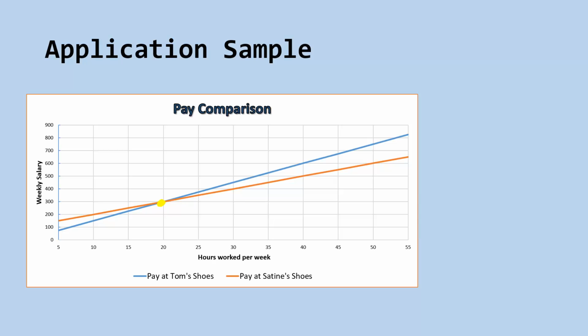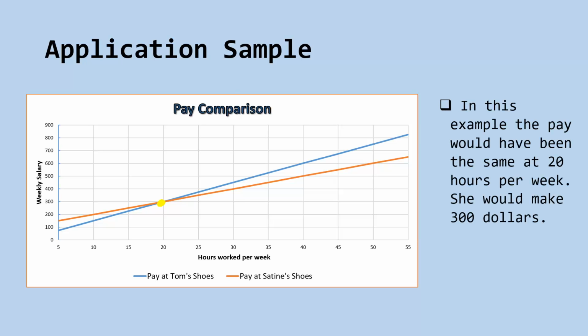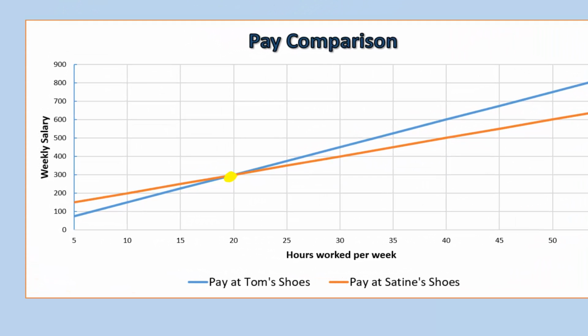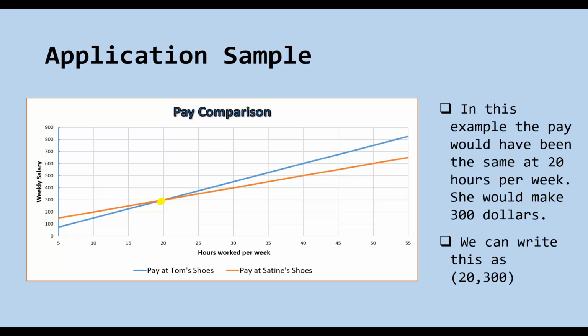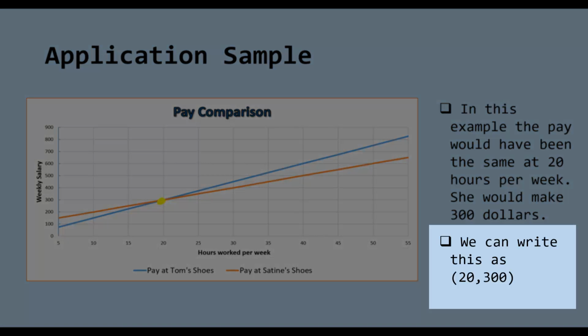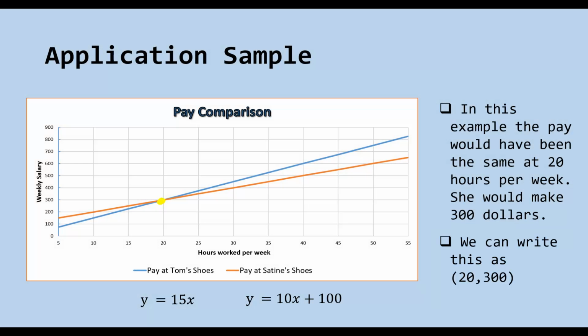Let's go back to our application sample. Here again is our pay comparison. In this example, the pay would have been the same at 20 hours per week. She would make $300. As we can see here, this is where the intersecting point is. It's up from 20 hours a week and over from $300 for her pay. We can write this answer as a coordinate point of 20, 300. Again, here are the two equations for this example.